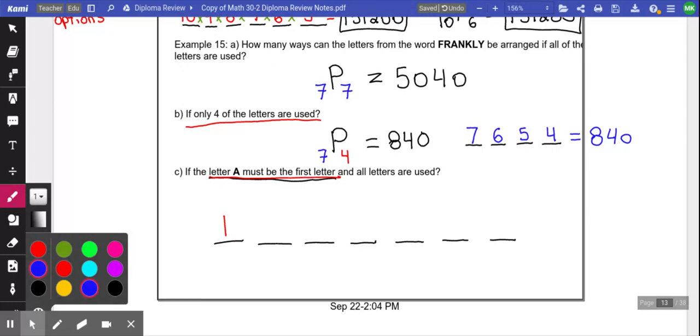Then I can do the rest of the question. In the second spot, there's now 6 letters left over, then 5, then 4, then 3, then 2, then 1, giving me my mathematical equation, 1 times 6 times 5 times 4 times 3 times 2 times 1. You put that in your calculator, it's 720.